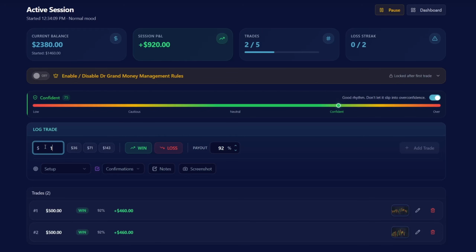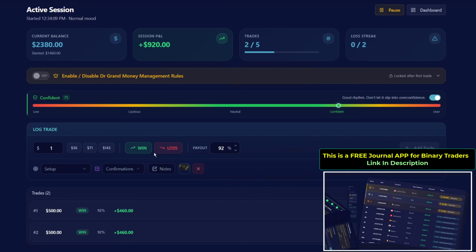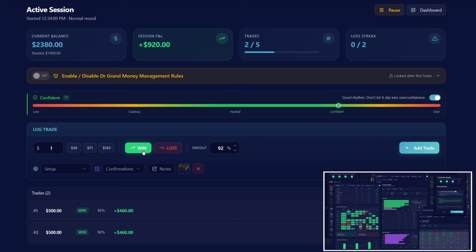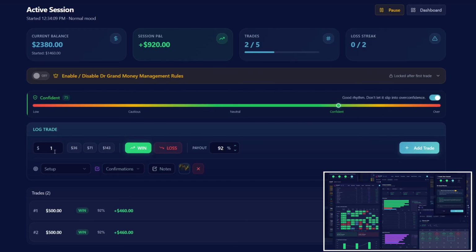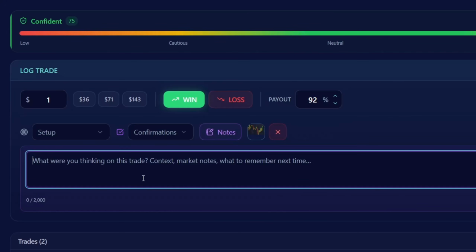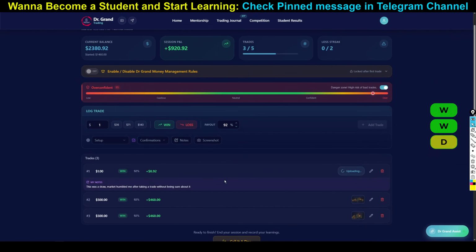I want to add it as a $1 trade because I don't want to miss this trade, and I want to do it as a win. This is just a $1 trade, and it was a draw. I don't have a draw button, so I have to do this and add a note. Alright, so I added this as a win. I will add a draw button right here. We will add a draw button right here, and that would be nice.